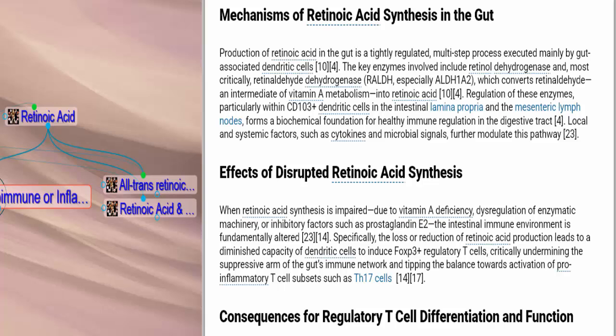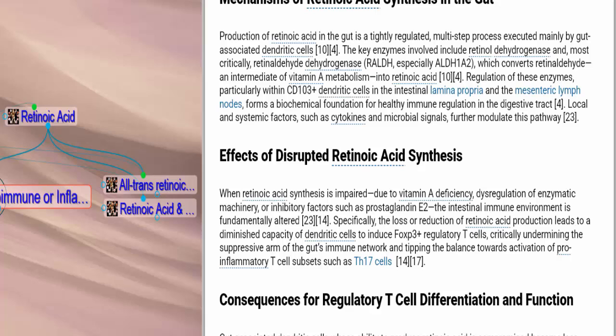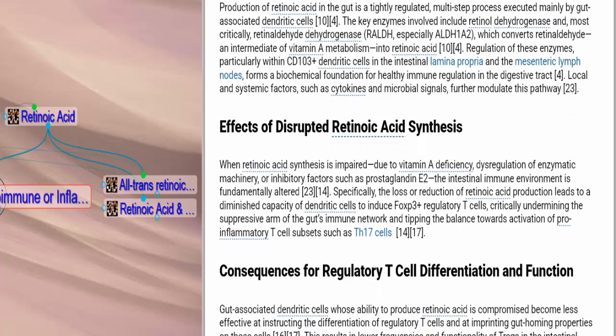The key enzymes involved include retinol dehydrogenase and most critically retinaldehyde dehydrogenase, RALDH, which converts an intermediate of vitamin A into retinoic acid. Regulation of these enzymes, particularly within these CD103 dendritic cells in the intestinal lamina propria and the mesenteric lymph nodes, forms a biological foundation for healthy immune regulation in the digestive tract.